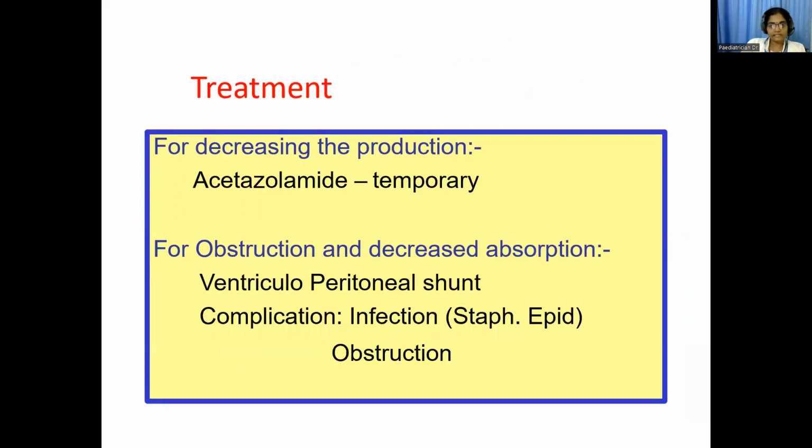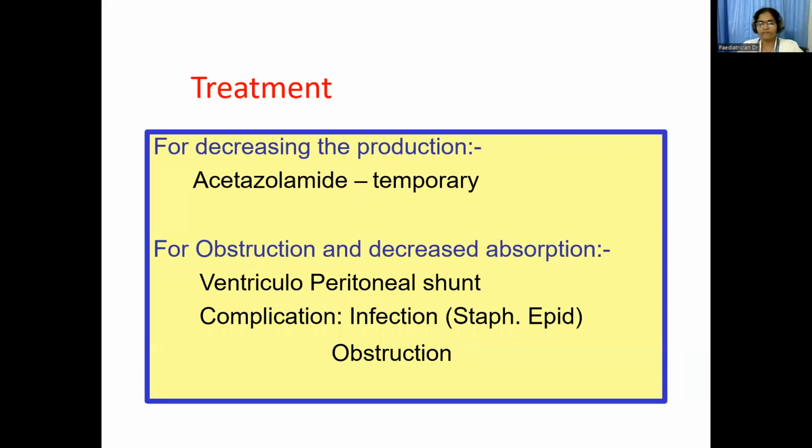For decreasing the production of the CSF, you have to give acetazolamide. It is only a temporary measure. So for obstruction and decreased production, you can go ahead for ventriculoperitoneal shunt. This is another definitive procedure.